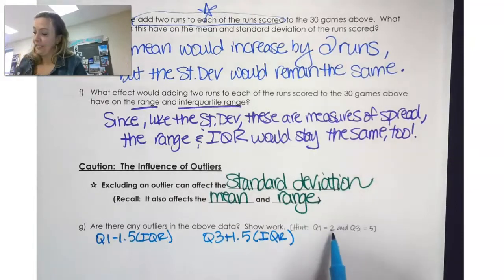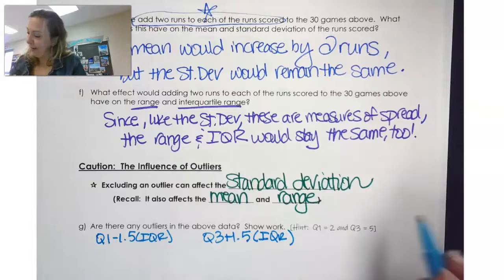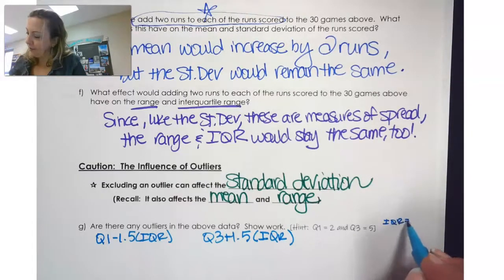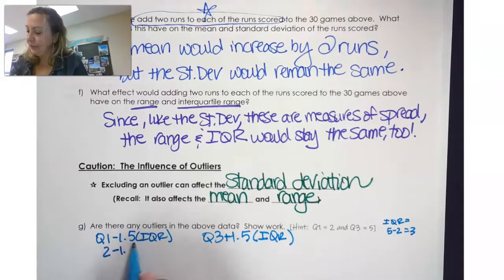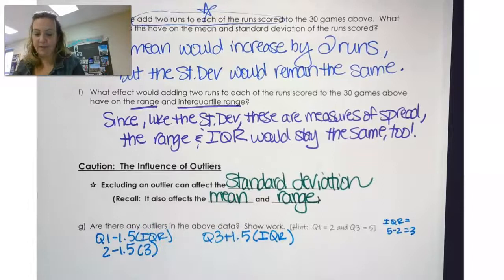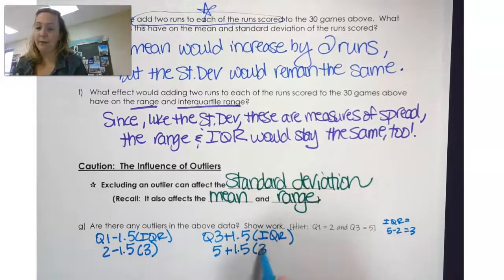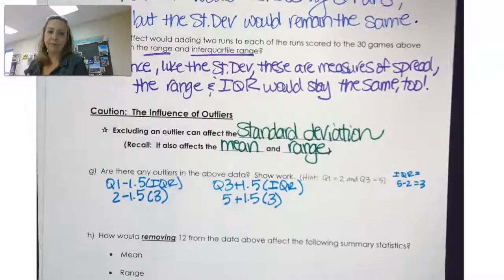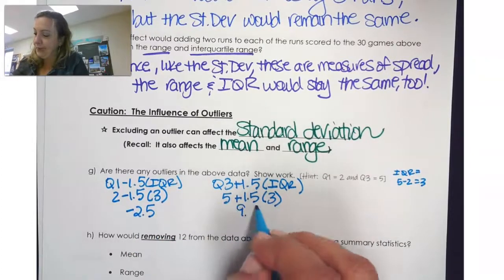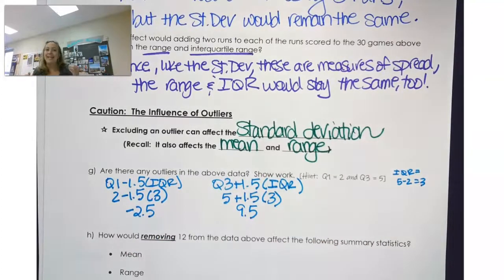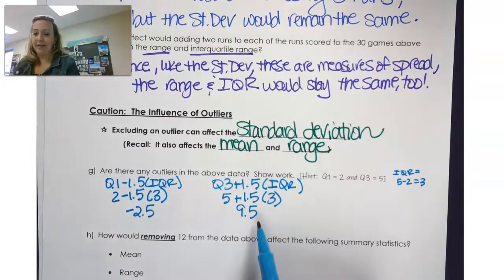Now, I'm telling you that Q1 is 2 and Q3 is 5. So what that means is that my IQR is going to be 5 minus 2, which is 3. So then I can just put these values in. 2 minus 1.5 times 3, and then 5 plus 1.5 times 3. And then this gives me negative 2.5 and 9.5. So what that means is that anything between these values is okay. Anything outside of that is going to be an outlier.